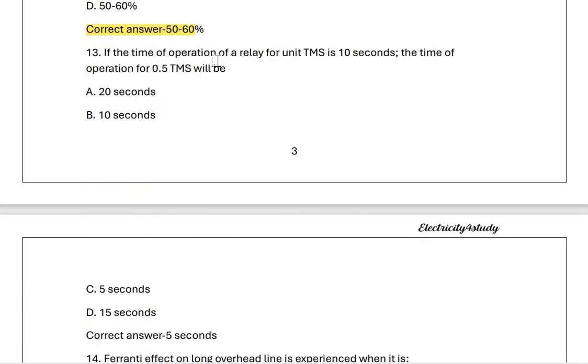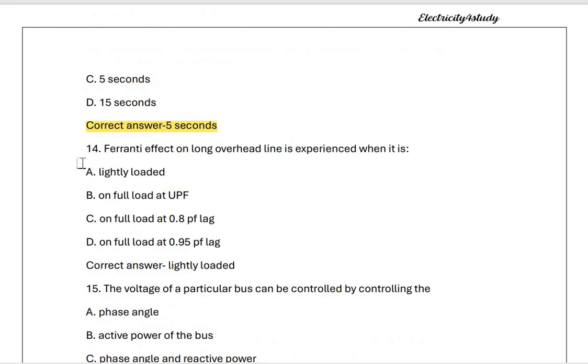13. If the time of operation of a relay for unit TMS is 10 seconds, the time of operation for 0.5 TMS will be A. 20 seconds, B. 10 seconds, C. 5 seconds, D. 15 seconds. Correct answer: 5 seconds.